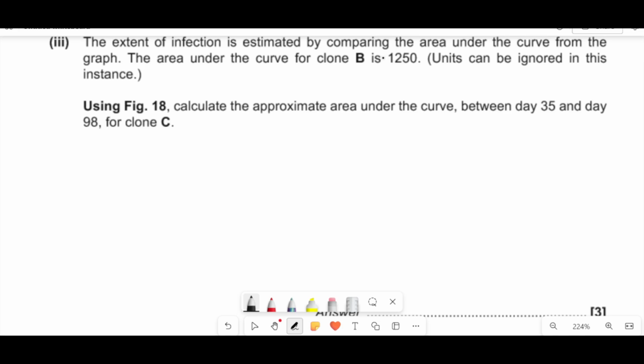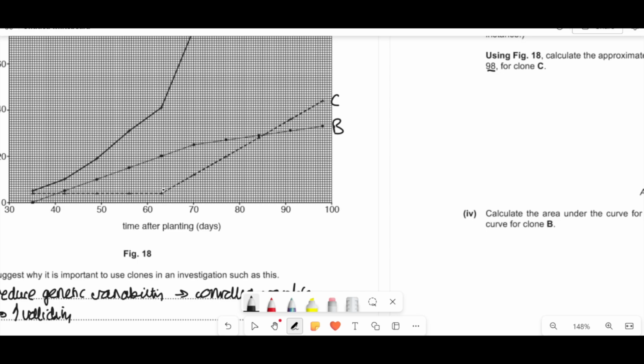The extent of infection is estimated by comparing the area under the curve of the graph. The area under the curve of this clone B is 1250. The units can be ignored. Calculate approximate area under the curve between day 35 and day 98 for C. All we're going to do is look at C, so we're going to split it here, and then we're going to make another parallelogram here, or you can make another triangle if you wanted, for example, whatever.